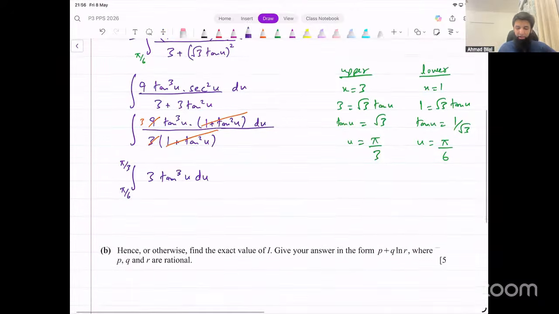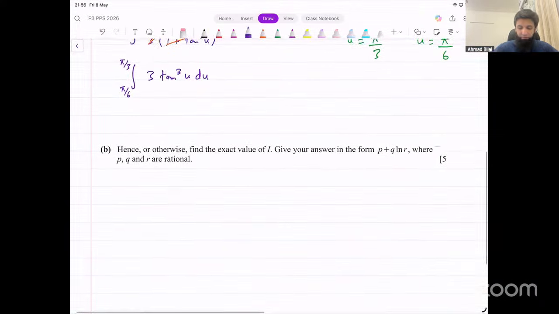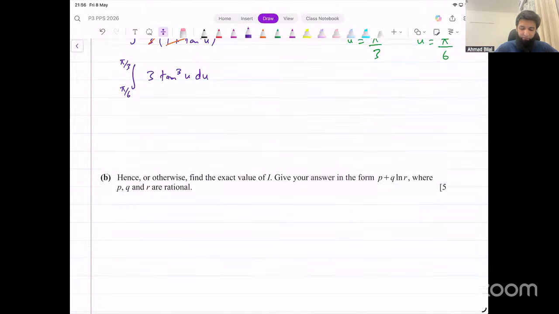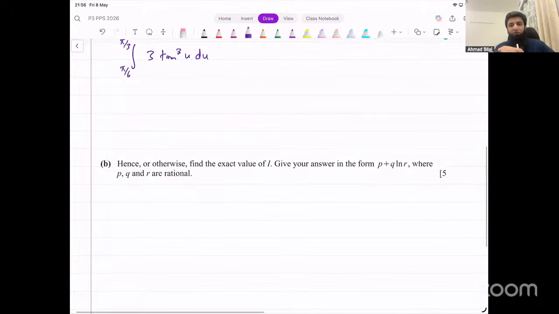Next, they're saying hence or otherwise find the exact value of I, giving the answer in this form where p, q, and r are rational numbers. Now that's a standard part from our standard methods. Tan cube of u, how do we integrate that? Does anyone remember? Integration of tan cube. We've done this separately, how to integrate odd powers of sine, cos, tan, right? How do we do this? Integration of tan cube.